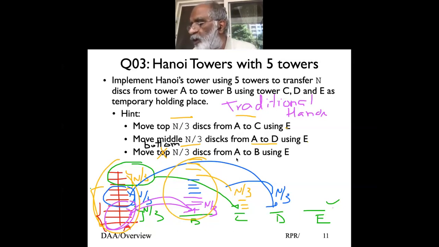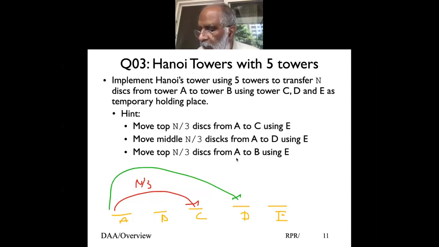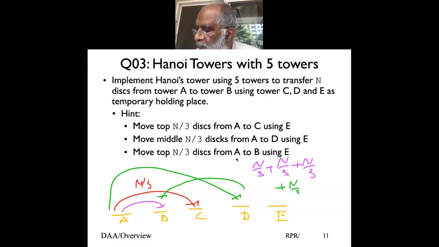So using each n by 3, I'll basically move it. So look at what I really get as far as my complexity is concerned. My Tn becomes, I'm solving how many problems? Let me draw again here: tower A, tower B, tower C, tower D, tower E. So first I'm moving n by 3 here, then I am moving n by 3 here, then I am moving n by 3 here. So I have n by 3 move plus n by 3 move plus n by 3 move. Then I am moving n by 3 here plus n by 3. And then I am moving another n by 3 here plus n by 3.